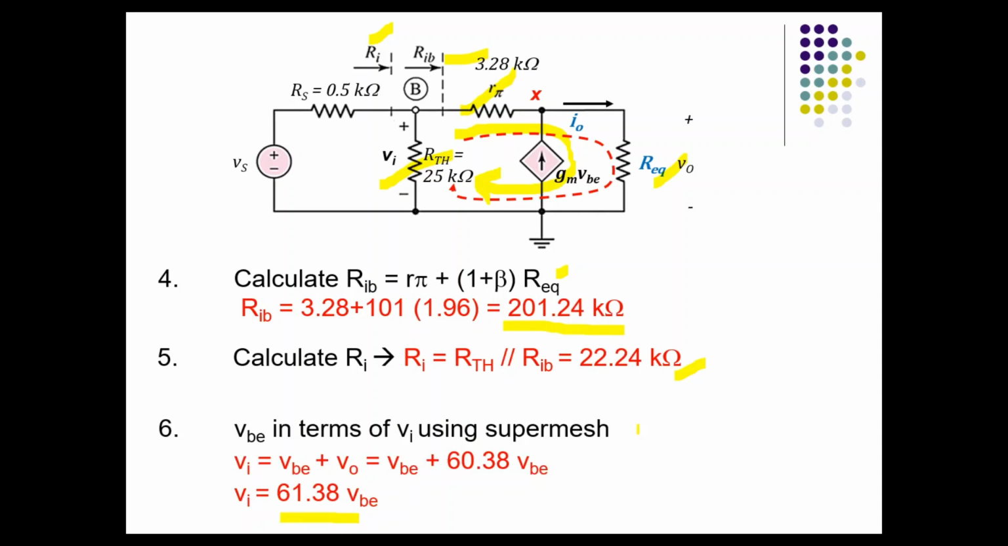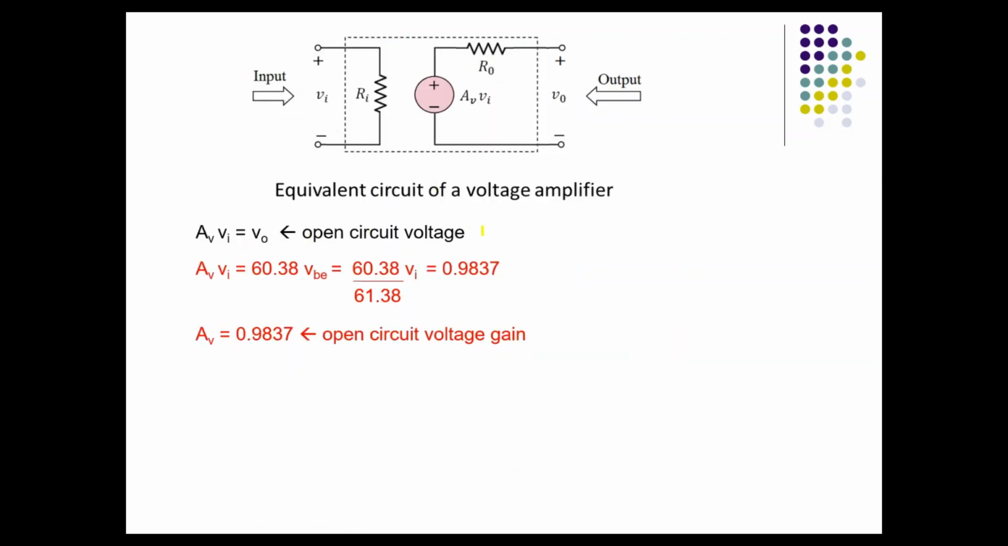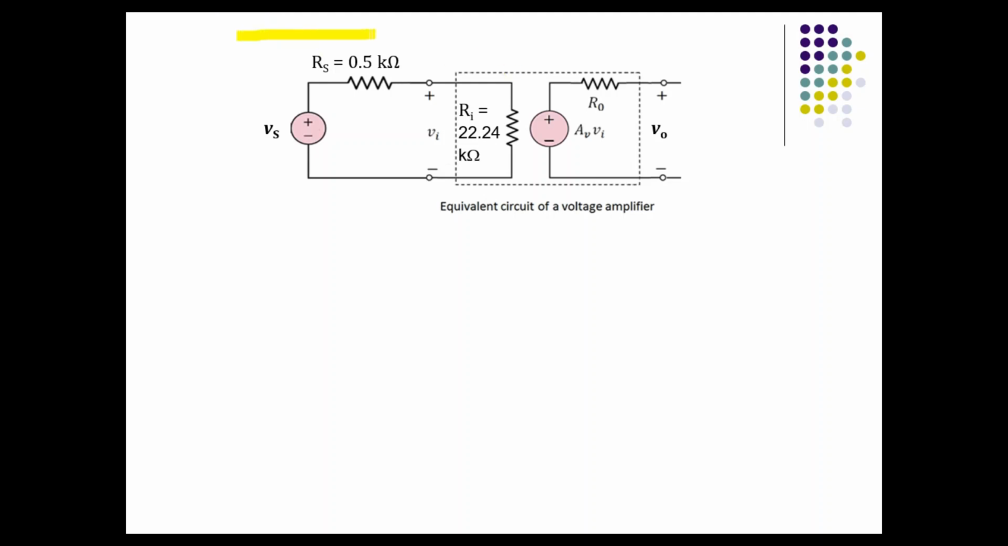Next, we calculate the AVOC. So AV times VI is equivalent to Vout. Vout is equivalent to 60.38 VBE, which is from your step number 3, right? Then VBE is equivalent to VI over 61.38, which is from your step 6, right? So you can cancel out your VI, and you are left with this equation, AV equivalent to 0.9837.